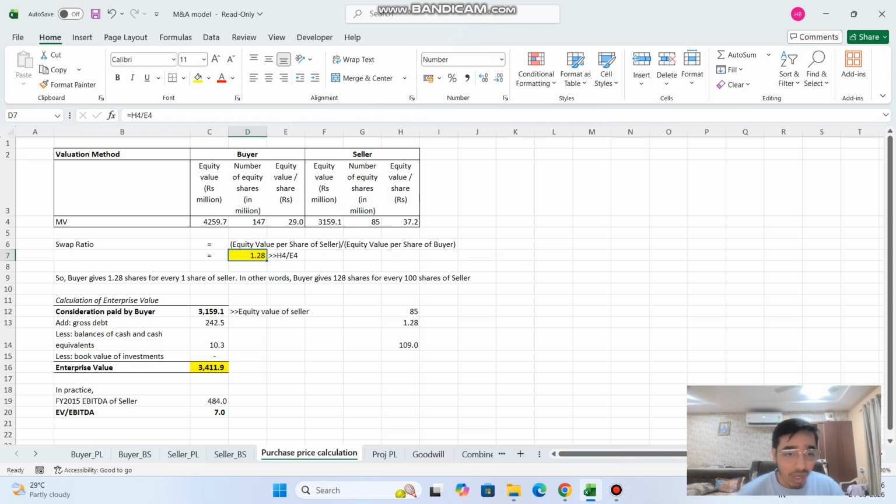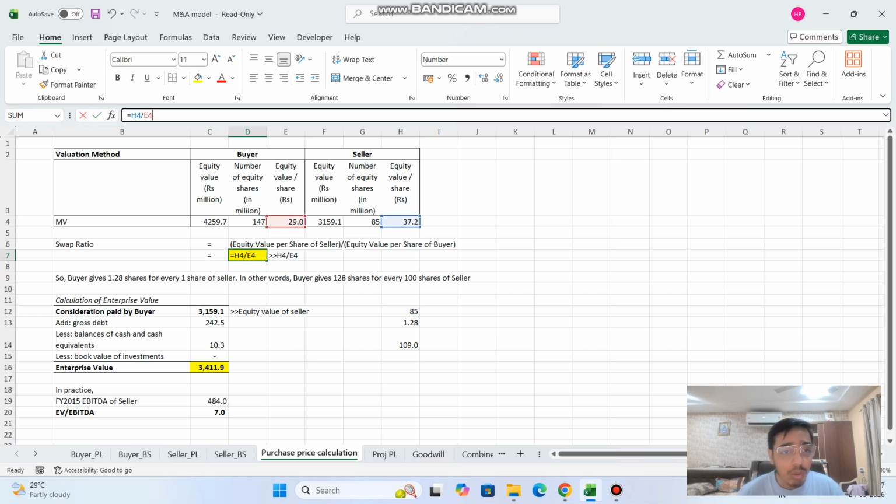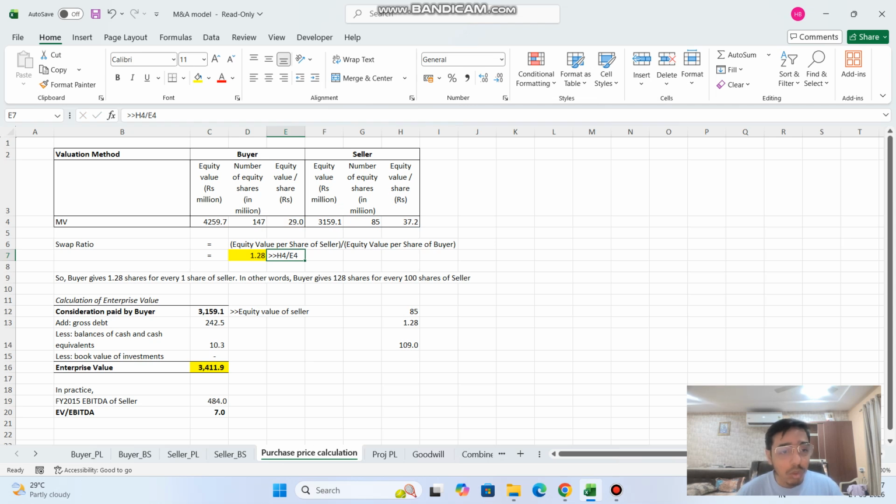So first, coming to calculating the swap ratio, how do we do that? The share price of the buyer company is 29 and the seller company is 37.2. So to calculate the swap ratio, you need to simply divide the seller equity share price by the buyer equity share price, which comes to 1.28. So in short, the buyer issues 1.28 shares for every one share of the seller. So the buyer gives 128 shares for every 100 shares of the seller.